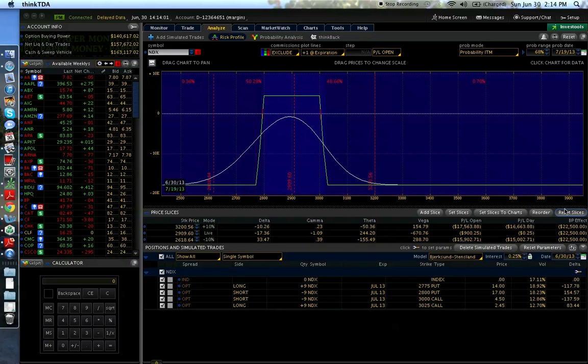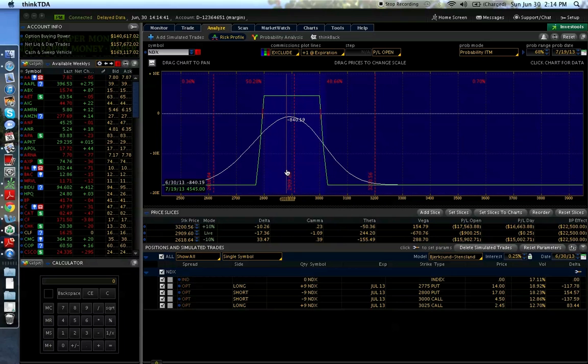If I reset the slices, as of Friday this index was at 2909.60, and basically I'm right in the middle, which is where you want to be, because you don't want to be too close to one side or too close to the other side. The green line is where I'll be at expiration. As you can see, expiration is right down here, July 19th. Options expire the third Friday of every month. The monthly ones do, but there are weeklies and quarterlies too. But for the sake of this, the monthlies expire the third Friday of every month.